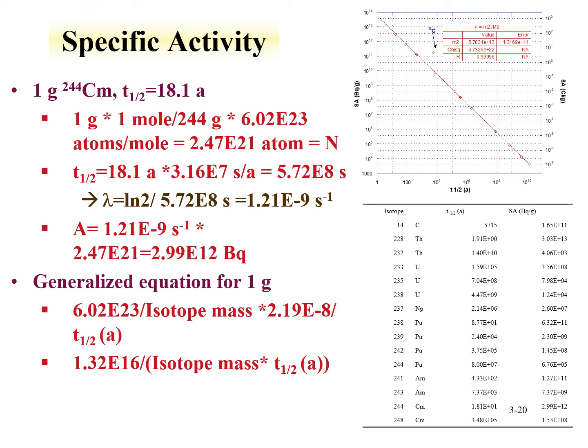So if we look at some other isotopes, specific activity, a gram of curium-244, the half-life is 18.1 years. For 1 gram, we get so many atoms in a gram from atomic mass of 244 grams per mole times Avogadro's number. We convert the half-life from years into seconds. So we get a decay constant listed here. Activity equals lambda N. 1 gram of curium-244 is 2.99 times 10 to the 12th becquerel. Now we can generalize an equation for specific activity for a gram: it is just equal to Avogadro's number divided by the isotope mass times this value divided by the half-life in years.